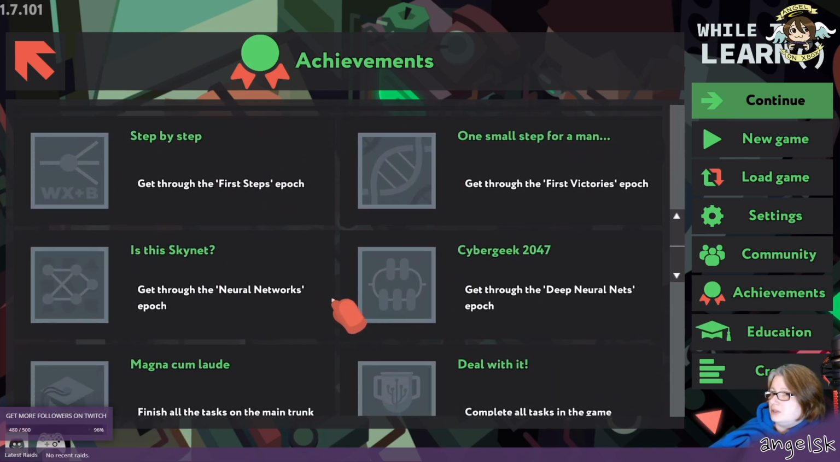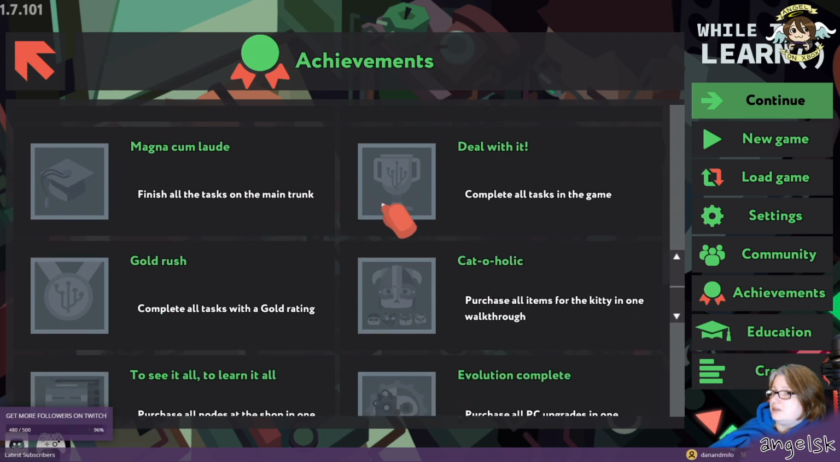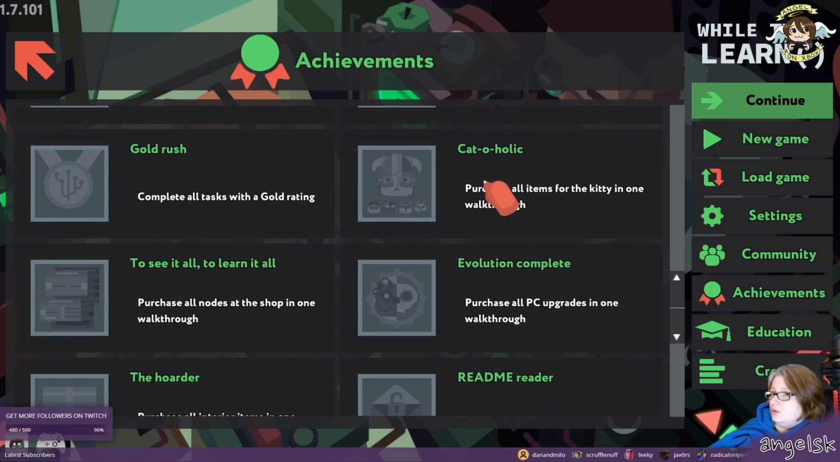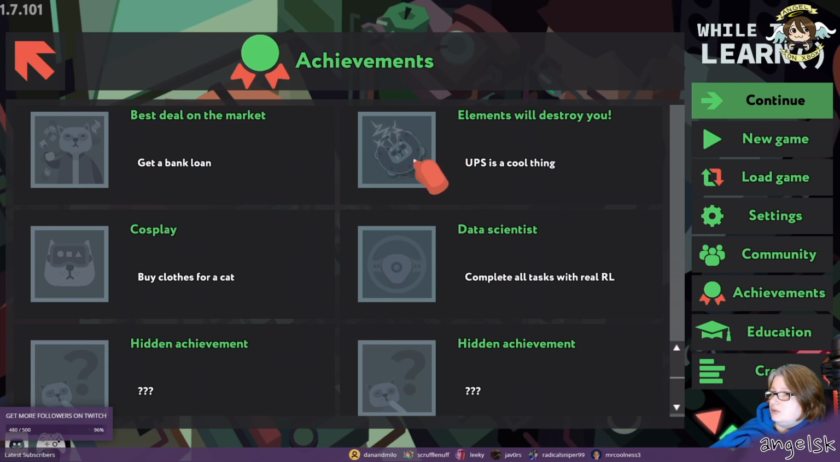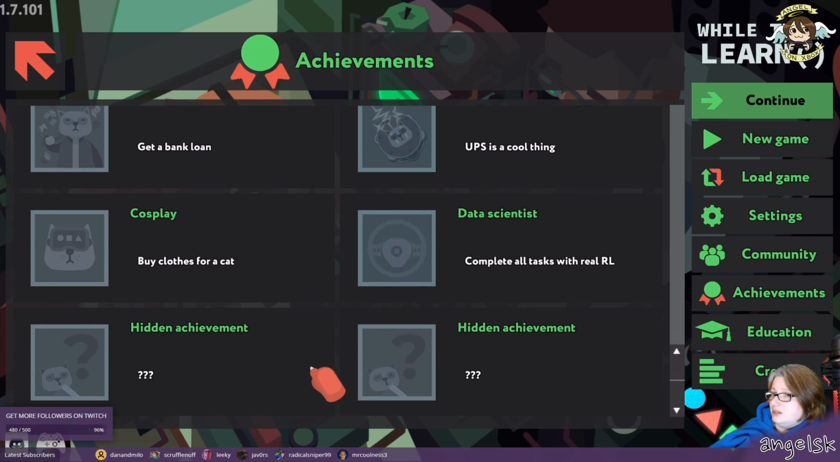So, you know, it's taking a while to get through. And then there's all the tasks and all the main tasks. That's for the gold rating, and then basically buy everything. Something with the UPS. And then get a bank loan. That doesn't sound like a great plan. And then one of these I think is for having a ton of money.